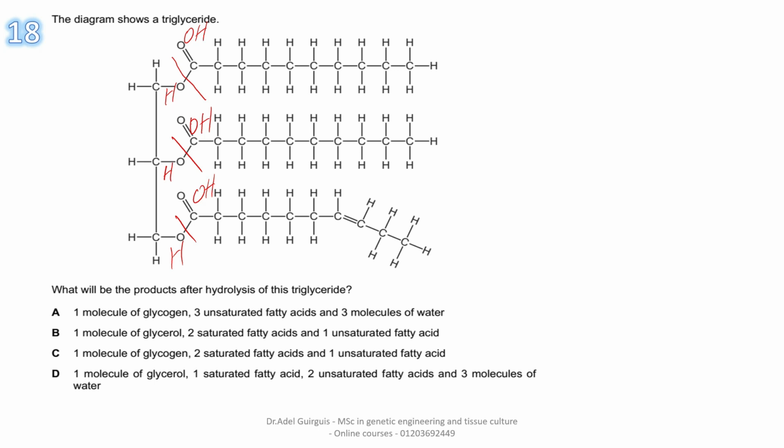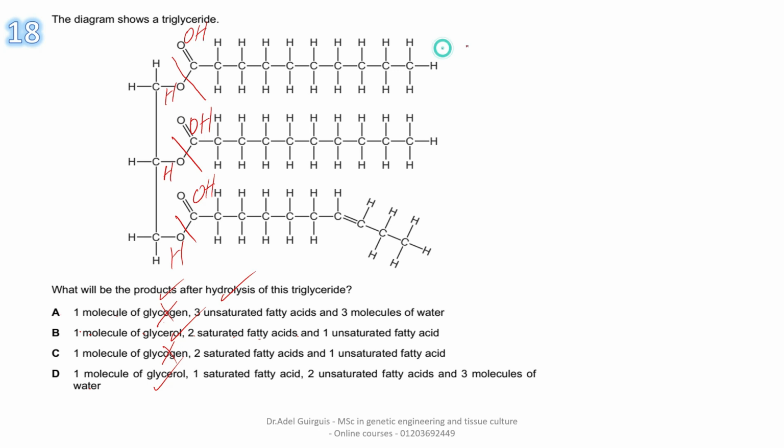After hydrolysis, we obtain 1 molecule of glycerol and 3 molecules of fatty acids. So, what will be the products after hydrolysis? 1 molecule of glycogen? No. Glycogen? No. So, not A, not C. Maybe B, either B or D. Look, 1 molecule of glycerol, yes. 2 saturated fatty acids, let's check.